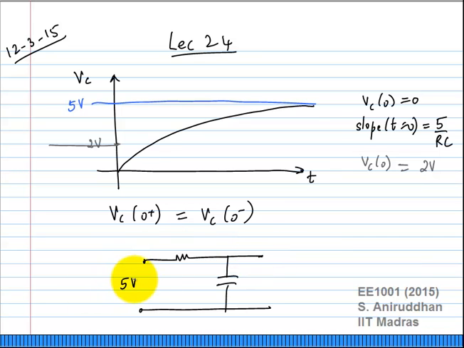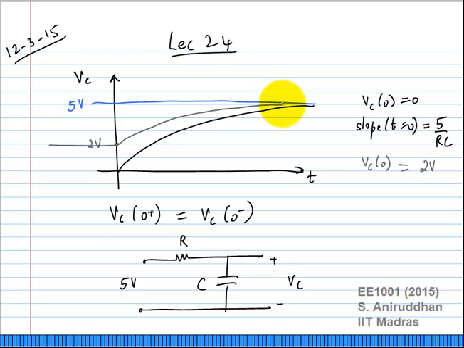This is 5 volts, this is R, this is C, this is VC, right? What is the final voltage across the capacitor? It has to be 5 volts, okay? So you will see an exponential which looks like this.